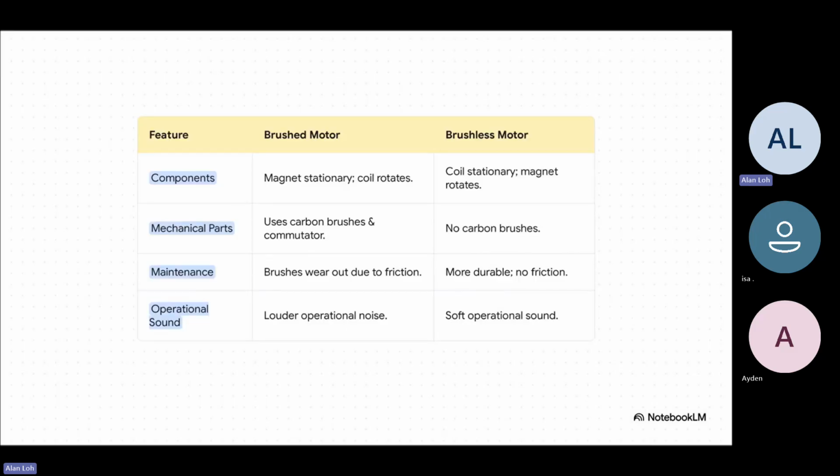And this technology has gotten so much smarter over the years. You see, in the old school brushed motors, the coil spins and these little physical carbon brushes literally rub against the commutator. This causes friction, noise, and eventually they wear out. But in modern brushless motors, some genius decided to flip the whole design on its head. The coil stays still and the magnet rotates around it. This gets rid of all those parts that wear out, which means the motor is way more durable, a lot quieter, and much more efficient. It's a huge reason why things like electric cars and drones are so powerful today.